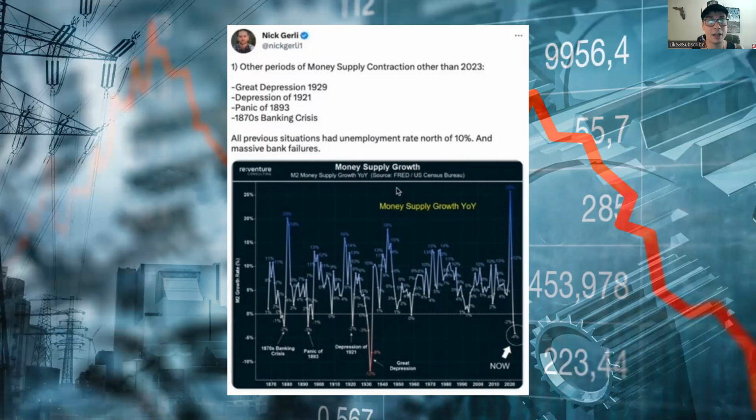Just because we're seeing something that typically happens, where we see really bad panics and crises or depressions, that was a very long time ago. So history may repeat itself, but there is the chance that this time could be different. Now, that is a very dangerous phrase to say in the stock market and in the investment world. So you don't always want to invest or bet on things based on "this time may be different," right? Now, all previous situations had unemployment rates north of 10% and massive bank failures, right?